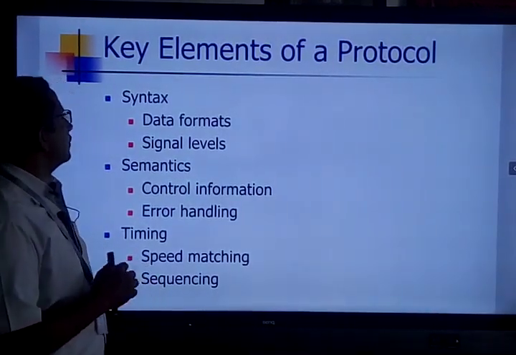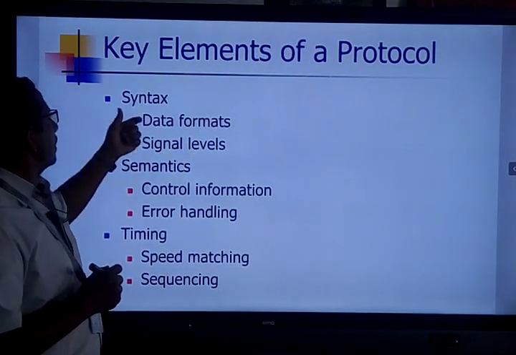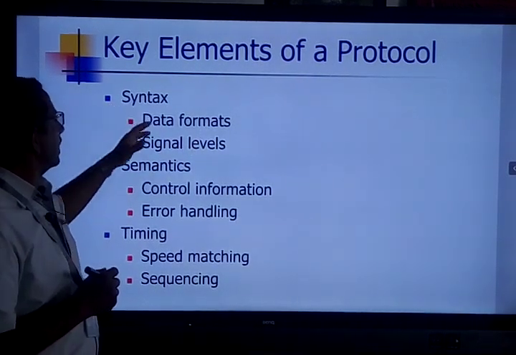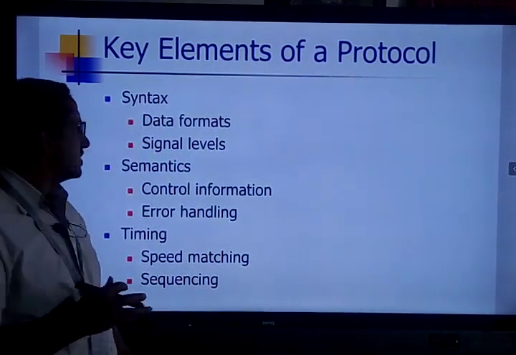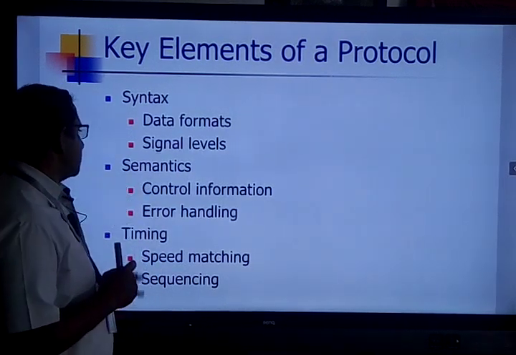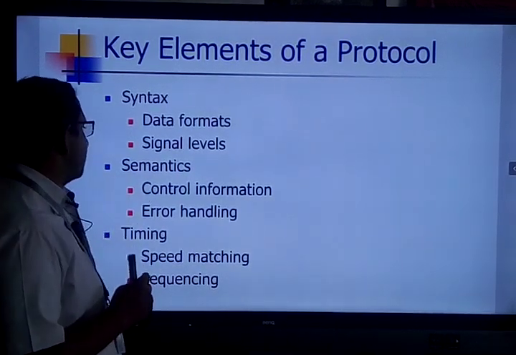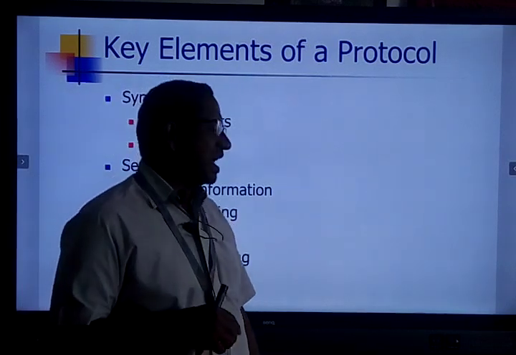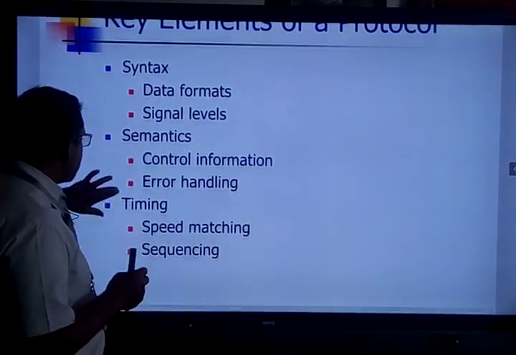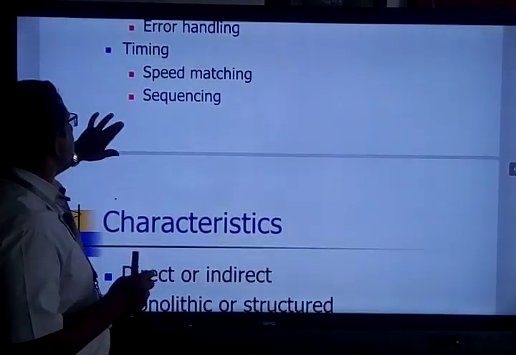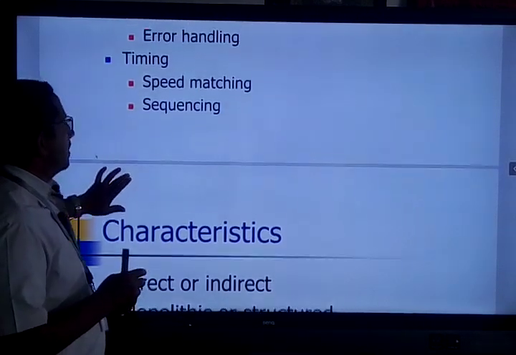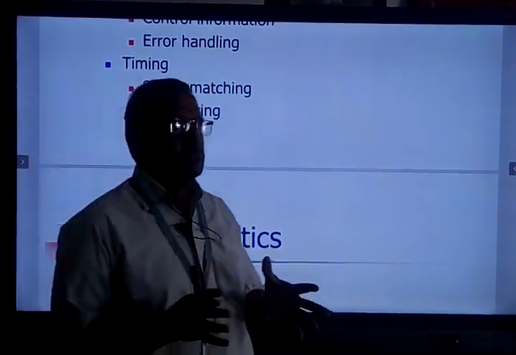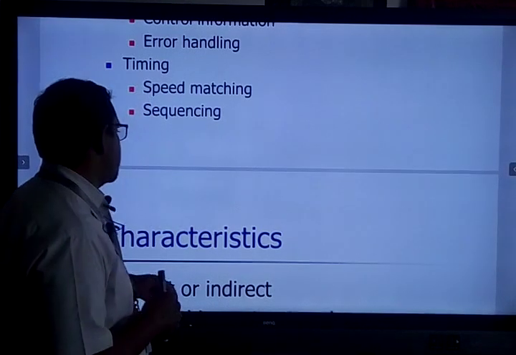The key elements of a protocol: every protocol is going to have some syntax, which contains data formats and signal levels, and it is going to follow some semantics such as control information and error handling capabilities. And every protocol should specify speed matching and sequencing. That means the speed of communication, of communicating a packet, also has to be specified.